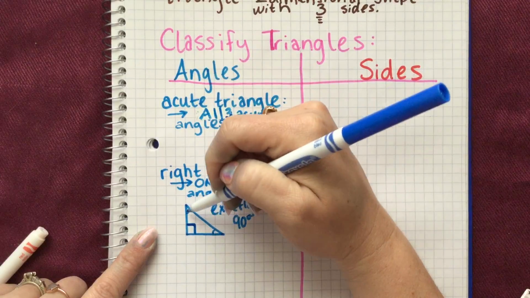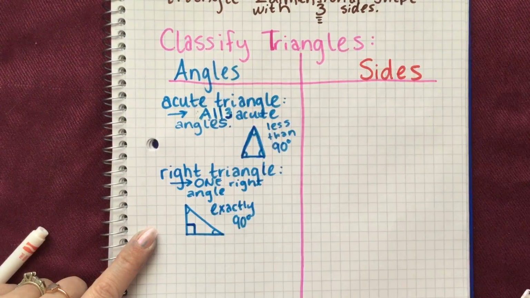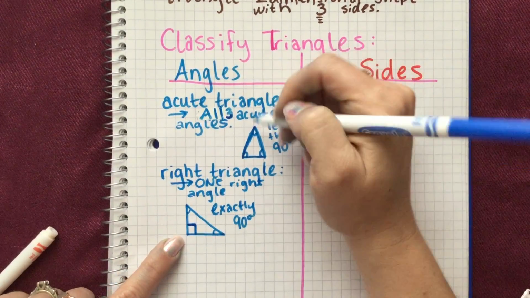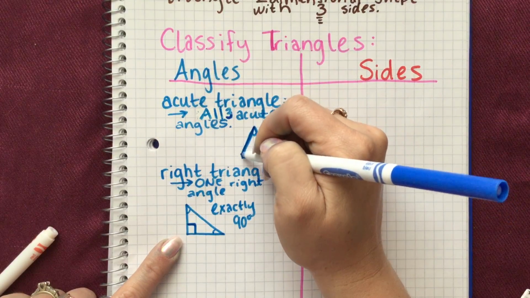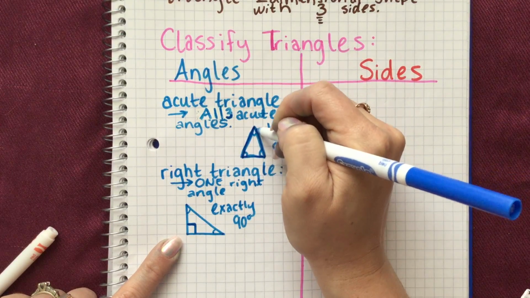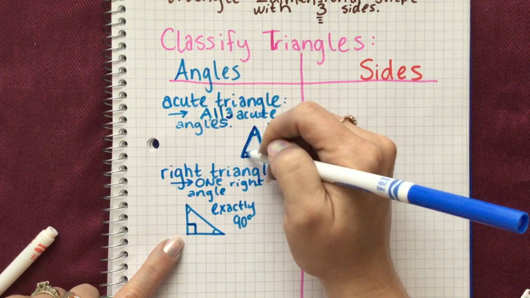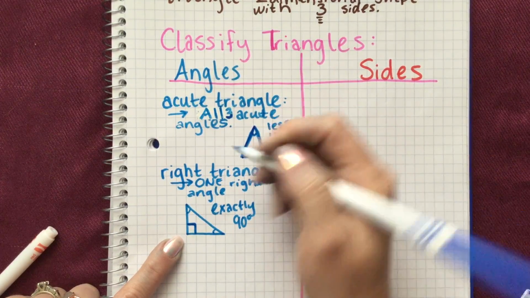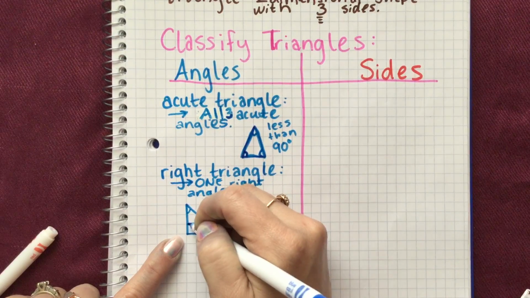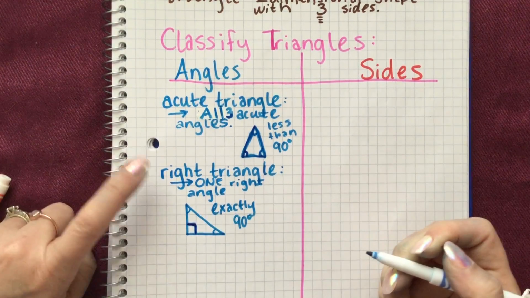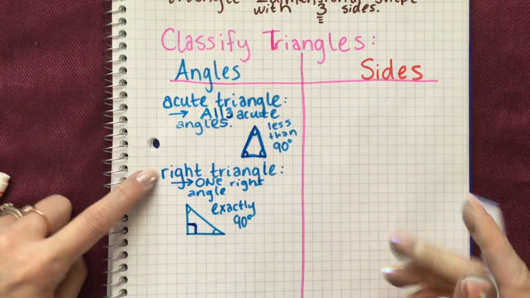And that's why we don't call this an acute triangle, because it has one right angle, and we do call this one an acute triangle because all three are acute. So that's a big difference. All three are acute here, but here two of these are acute and one is right. So it takes the name of a right triangle.